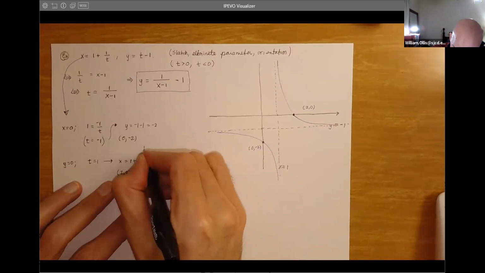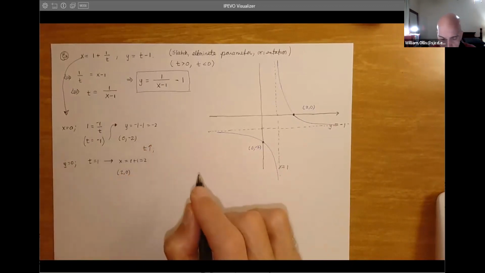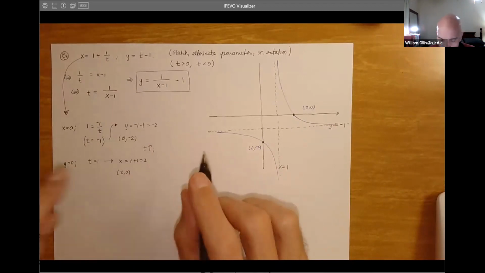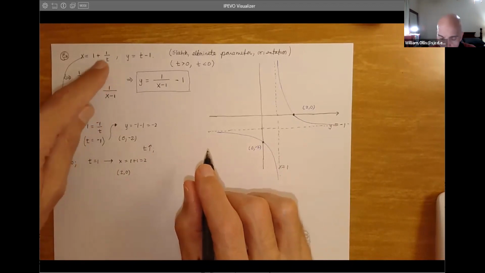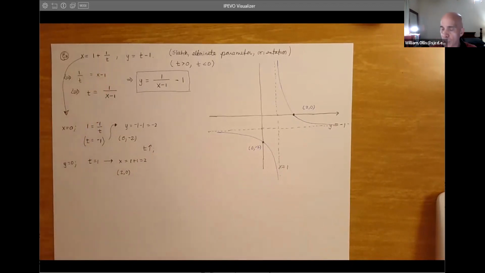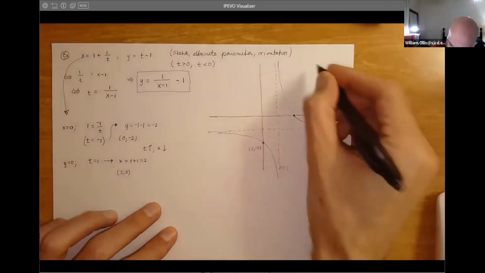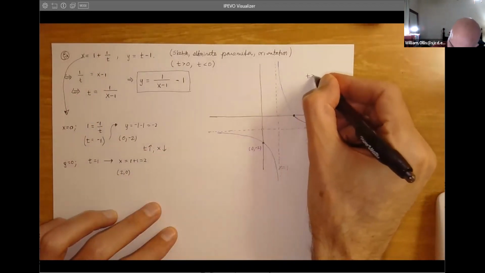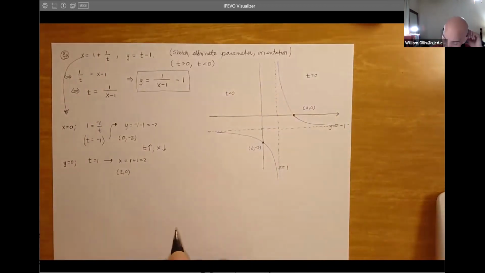So if t grows, notice, and this is kind of important. If t is growing, notice this value is going to get bigger and bigger, and the 1 over t is going to add a smaller contribution. So the x is going to get smaller, okay? So this would be like the t bigger than 0. This is the t less than 0 as far as the parameter is concerned.